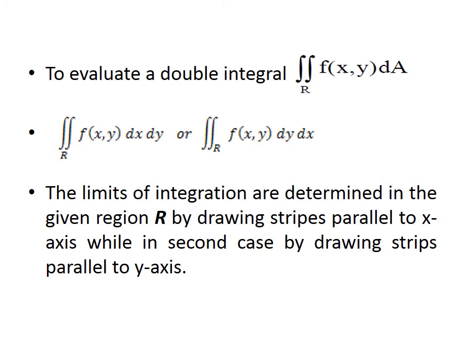So here, we are interpreting the value of the double integral as volume, not the area, right? Volume below the surface z equal to f of x comma y, and above the region R which is lying in the xy plane. So first we have to fix the order of integration. The limits of integration are determined in the given region R by drawing strips parallel to x axis, while in the second case by drawing strips parallel to y axis. That's what we have seen in the previous part.